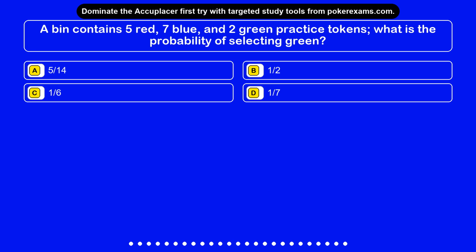Question 10. A bin contains 5 red, 7 blue, and 2 green practice tokens. What is the probability of selecting green? Option A, 5/14. Option B, 1/2. Option C, 1/6. Option D, 1/7.